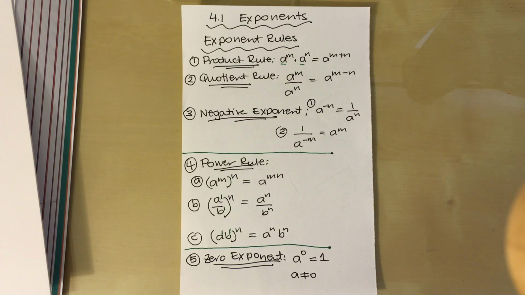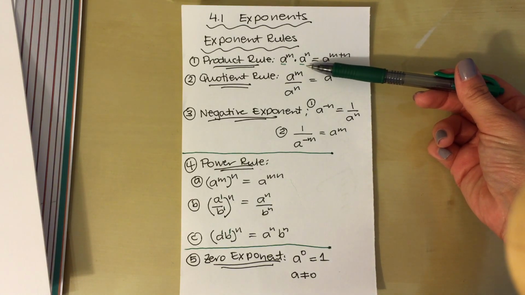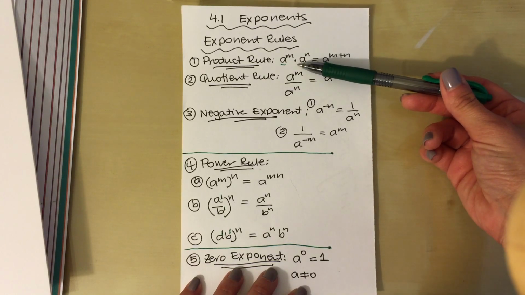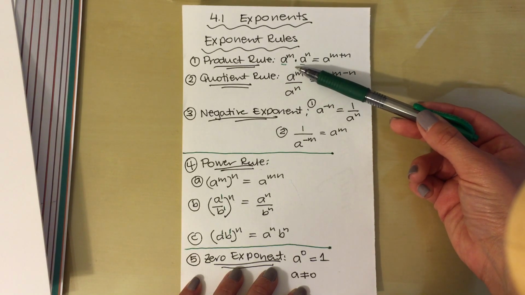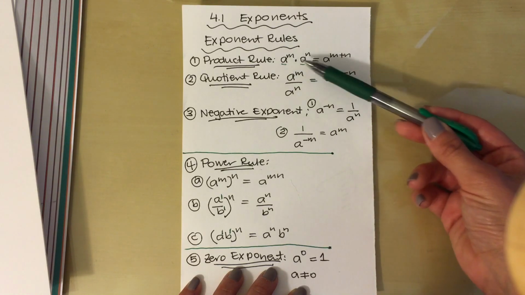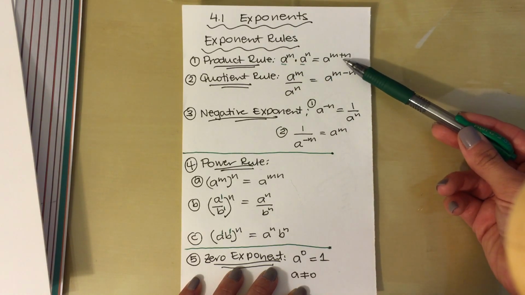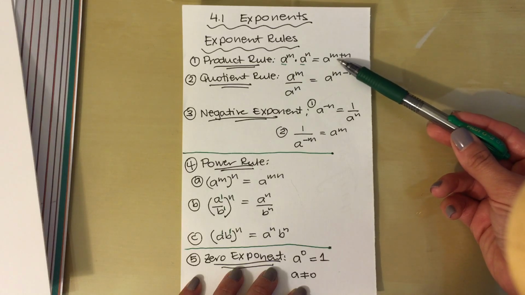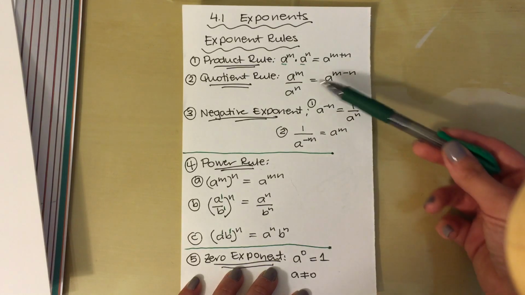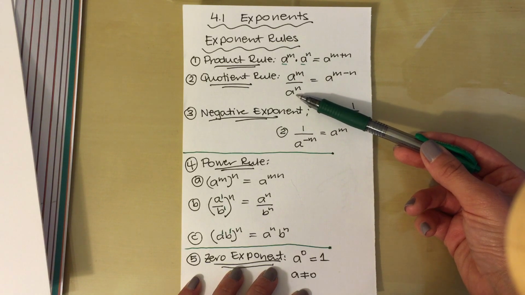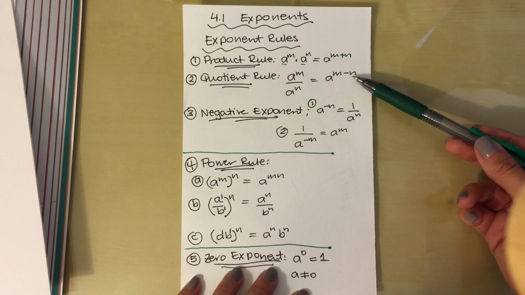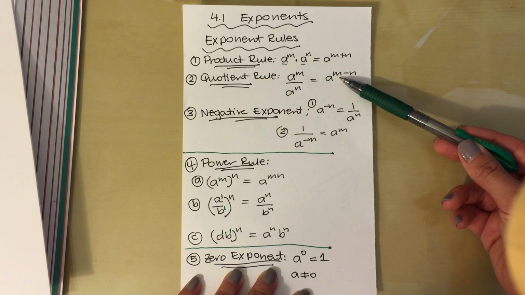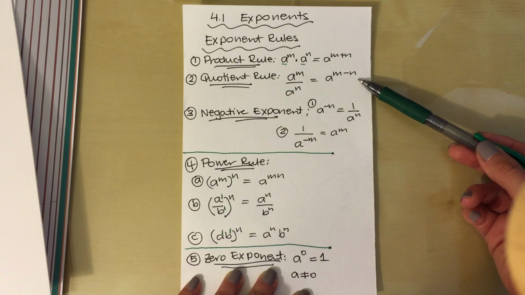Let's take a look at the first rule. It's called the product rule and it's used for multiplication when you have the same base. The base here is A. And what we do when we're multiplying is we add our exponents m and n, you add them and you get a to the m plus n. For division with the same base only, you are going to subtract your exponents, numerator exponent minus denominator exponent.